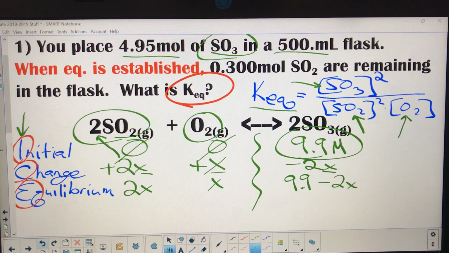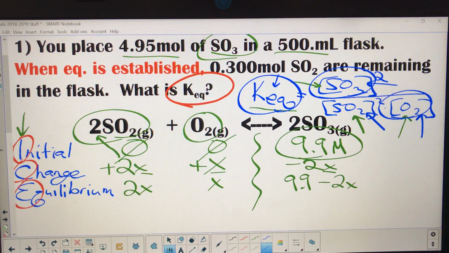Normally at this point it looks kind of weird because we don't know KEQ, and we still don't know any of those. We do know one of them at equilibrium, but we'll get to that in a minute. We're trying to solve for two other substances, the SO3 and the O2, and also the KEQ. But you're given an important piece of information up here: 0.3 moles of SO2 are remaining in the flask. And again, it's half a liter.